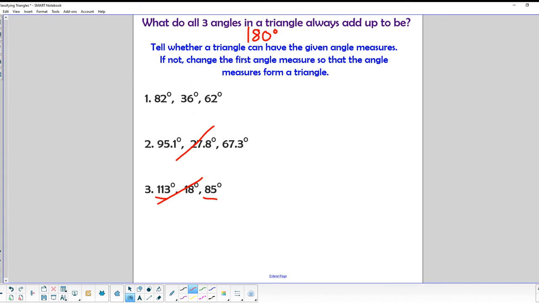Let's go to the next one, the last one up here. So clear this one out. Up at the top we got 82 plus 36 plus 62. And those three add up to 180. So that would be the angles of a triangle. All right, so that's the idea here.